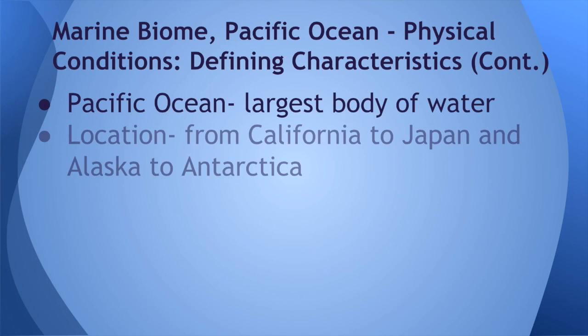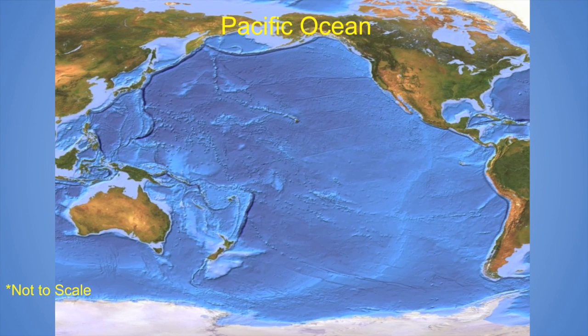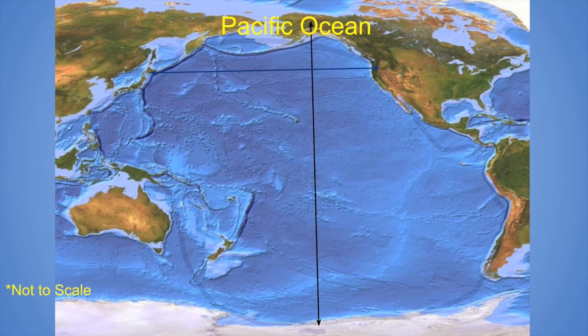More defining characteristics of the marine biome is that it is the largest body of water as well as the largest biome. Its location is California to Japan, as you will see in the next slide, and Alaska to Antarctica, also in the next slide. It's about half the size of all the oceans combined. Here it is. This is California to Japan, Alaska to Antarctica, and there are the boundaries.